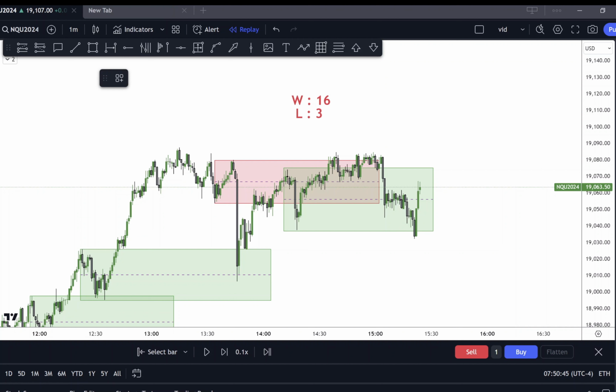And there you have it. After backtesting the Moneymaker setup with yesterday's Nasdaq price action, we ended up with 16 wins, 3 losses. This just goes to show how powerful and consistent this setup can be.